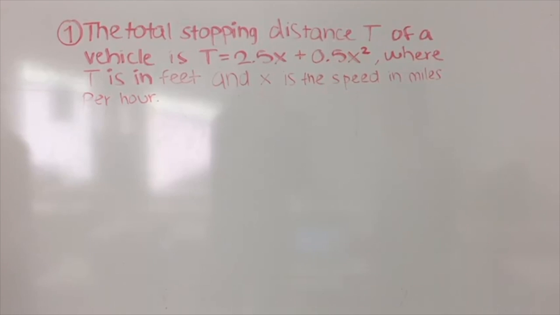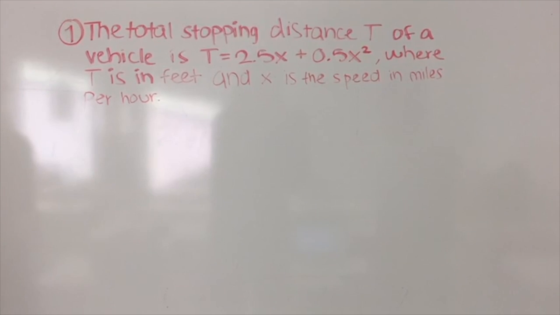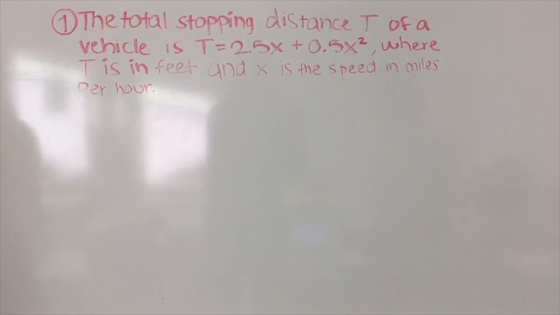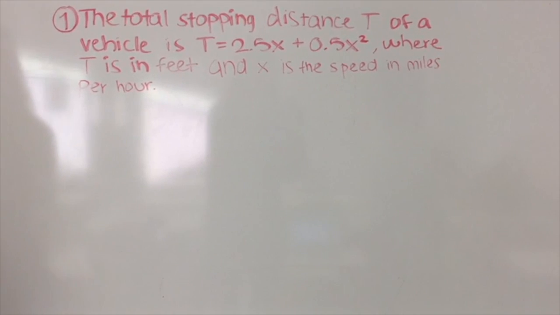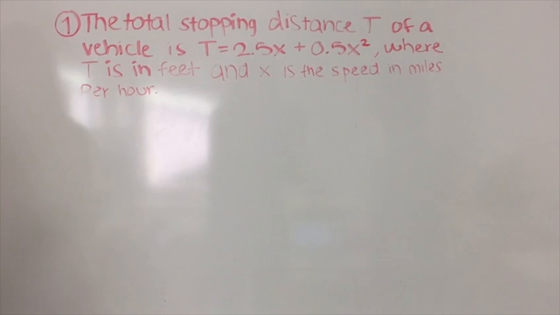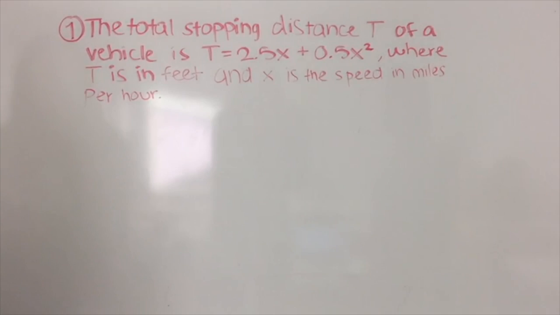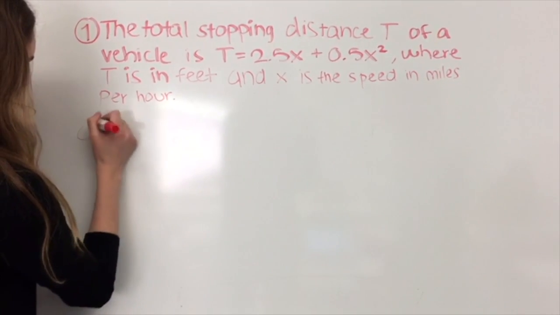Problem number 1. The total stopping distance t of a vehicle is t equals 2.5x plus 0.5x squared, where t is in feet and x is the speed in miles per hour. For A, we need to give the change in the stopping distance as speed changes from x equals 25 to x equals 26 miles per hour.